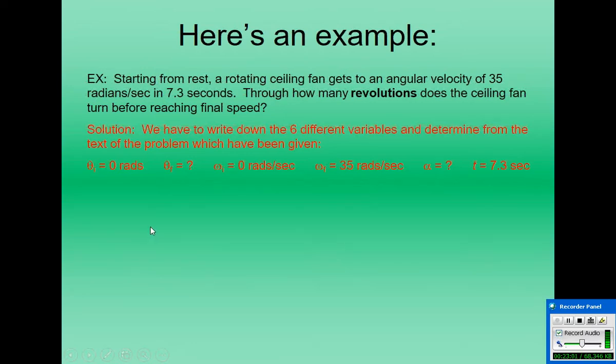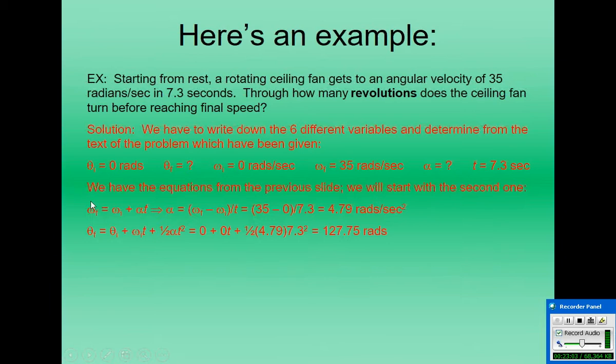We can proceed. And we'll start by using omega final equals omega initial plus alpha t. Alpha is an unknown quantity. In this first equation, alpha is the only unknown quantity. We're going to solve for it. And the procedure is just like with one-dimensional kinematics. We do final angular velocity minus initial angular velocity, and then we divide by 7.3 seconds. And I calculated the angular acceleration to be 4.79 radians per second squared.